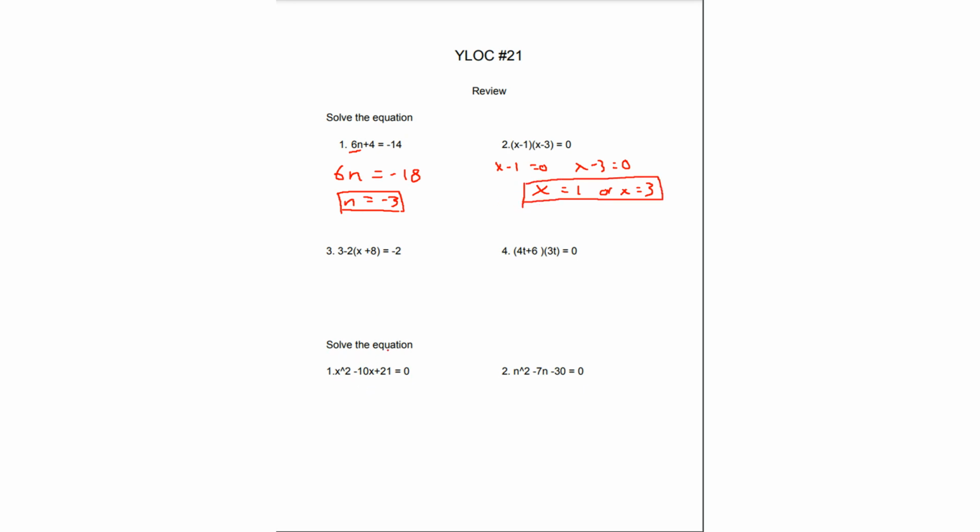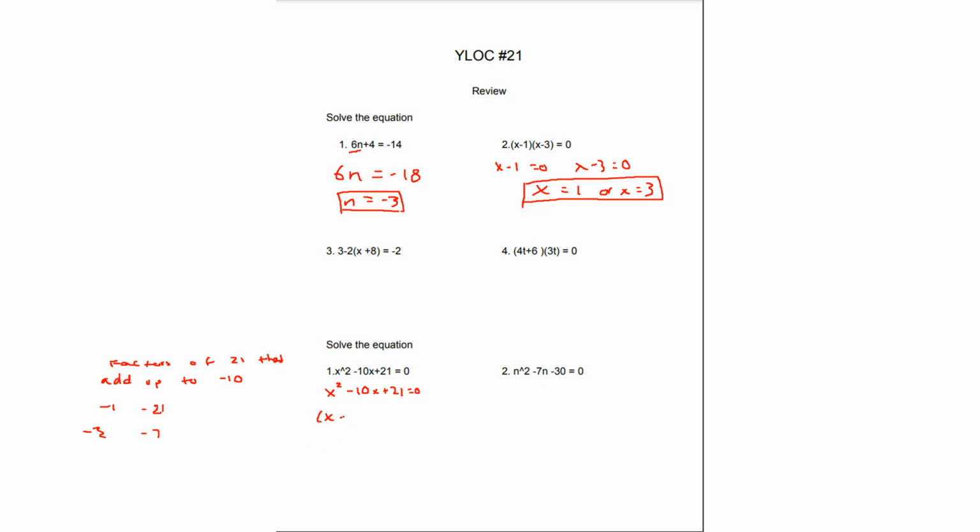Over here, we have to solve the equation given this polynomial. So for number 1, we have x squared minus 10x plus 21 equals 0. So here, we need to find the factors of 21 that add up to negative 10. So the factors are negative 1, negative 21, negative 3, and negative 7. And if we look, negative 3 plus negative 7 is negative 10.